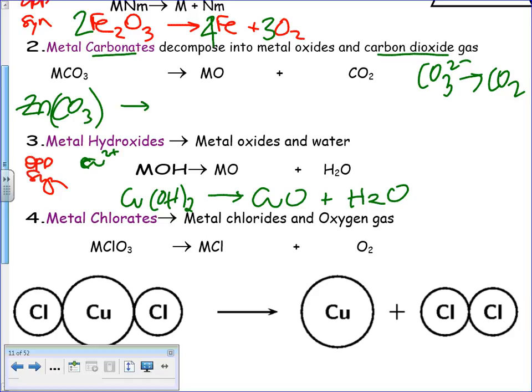It's going to break down to metal oxide. Well, before I do that, carbonates always break down to carbon dioxide. So you automatically know one of the products. Your job is to make sure you account for every atom here. Zinc hasn't been accounted for, neither has the other oxygen. So that's why we make zinc oxide here.